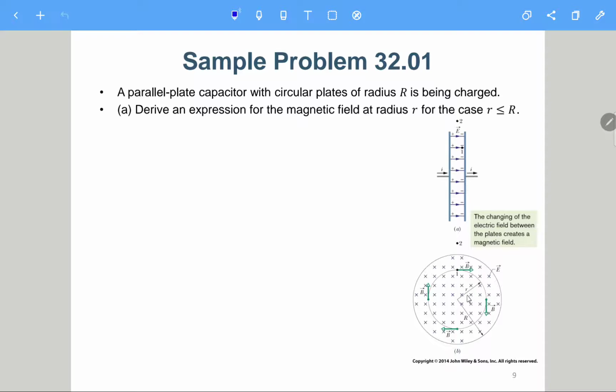Okay, so now we can apply Maxwell's law, which before I just called the whole one Ampere's law. So we can now apply Maxwell's law. So we have the line integral B dot ds equals mu naught epsilon naught d phi e dt.